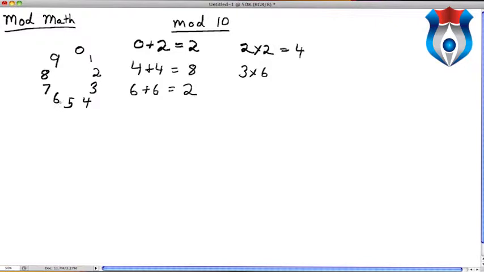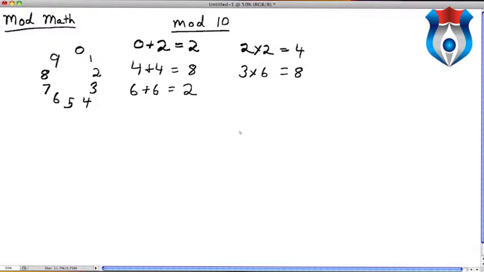And then we get 6, 6, 6, 8. So this is how multiplication works in Mod 10. And by now, you might have suspected something. 3 times 6 in normal decimal addition that we normally do is 18, and here we just have 8.